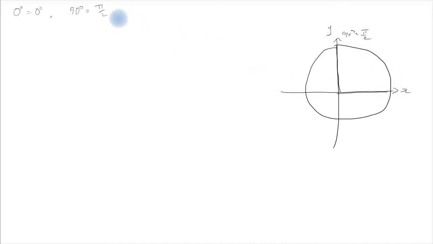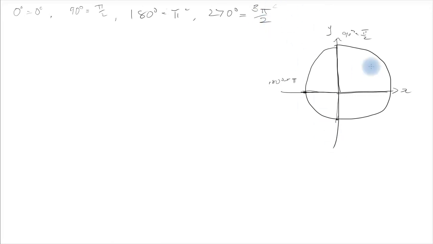Now our next one along here is 180 degrees. 180 degrees equals pi radians. So 180 degrees equals pi radians along here. Next one coming directly down is 270 degrees. And 270 degrees equals 3 pi on 2 radians.